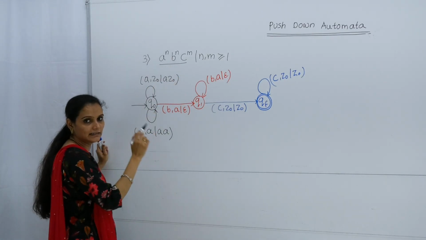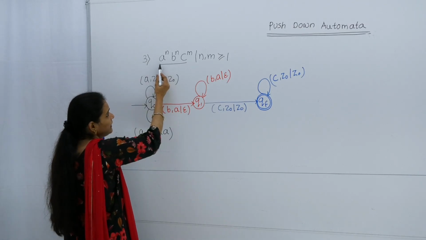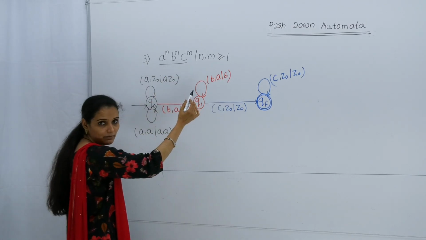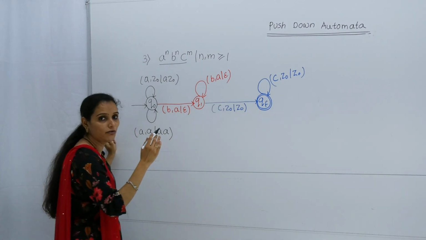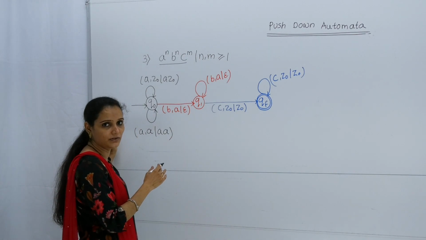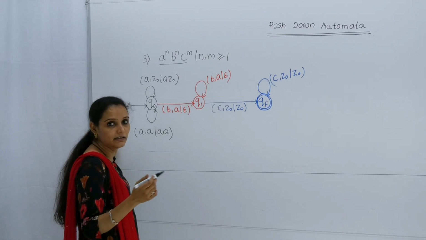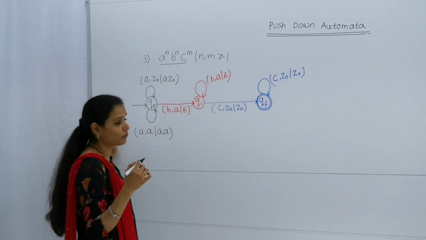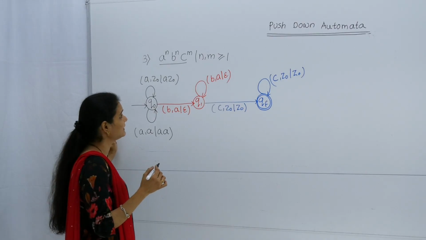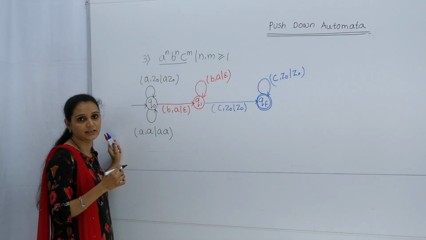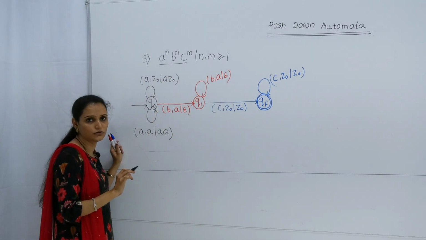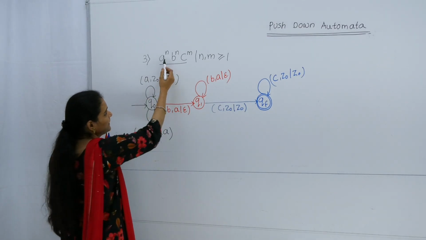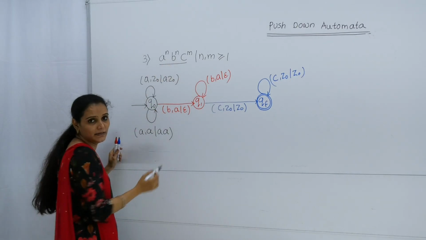The string must start with a. Whatever the number of a's in that string, after the a's end the b's start, and the number of b's should be the same as the number of a's. At the end it should finish with c's, but for the number of c's there are no restrictions. It may or may not be equal to the number of a's and b's. The important thing here is that n should be equal.